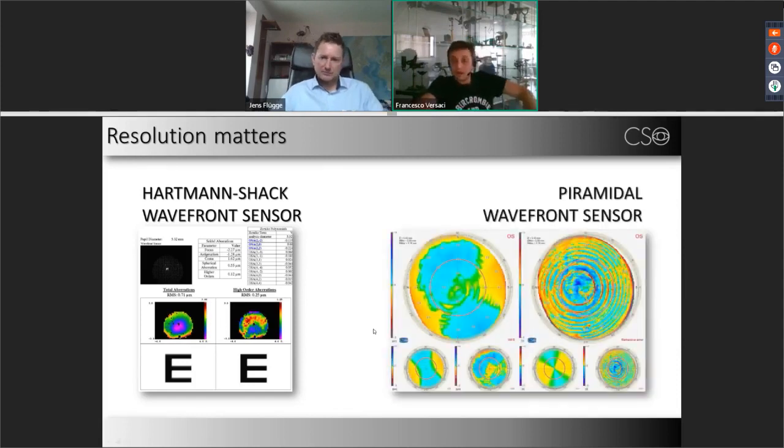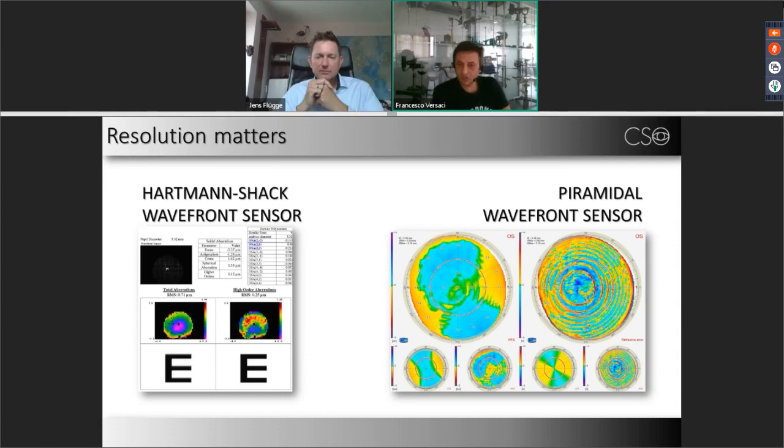And this one is the same case with our wavefront sensor. So you can easily see, both in wavefront error and refractive error map, the rings of the diffractive lens that this patient has in place, and you can see every small deformation of the wavefront.